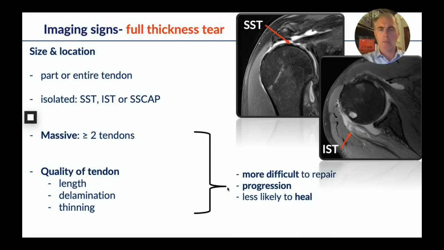Full thickness tears have several parameters that we would like to know about just from the imaging. First of all is the size and location. We'd like to know whether part of the tendon or the entire tendon is detached, whether just one tendon is torn, or maybe it's a massive tear affecting at least two tendons. We'd like to know whether there are any signs of degeneration of the tendon, like decreased length, delamination, or thinning. Those are important factors that may indicate that the tear may be difficult to repair, that it may progress, or it may be less likely to heal after repair.